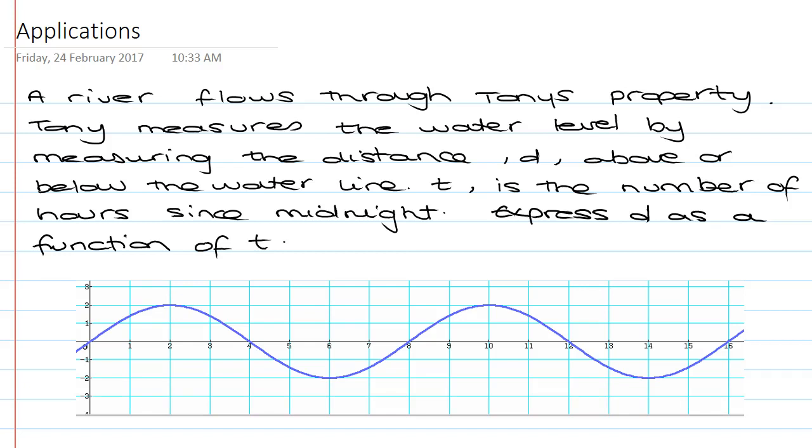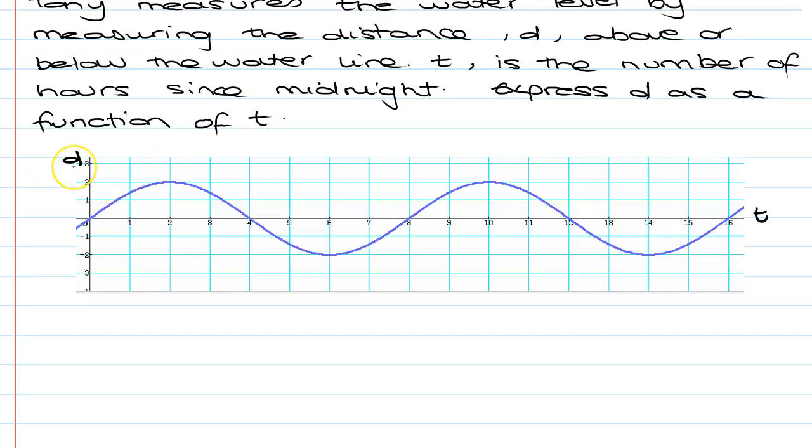All right, let's look at one example. A river flows through Tony's property. Tony measures the water level by measuring the distance d above or below the waterline. t is the number of hours since midnight. Express d as a function of t. I've labelled the axes there.